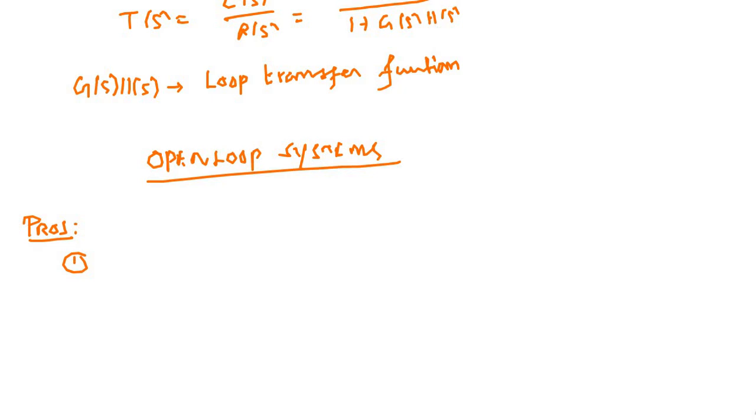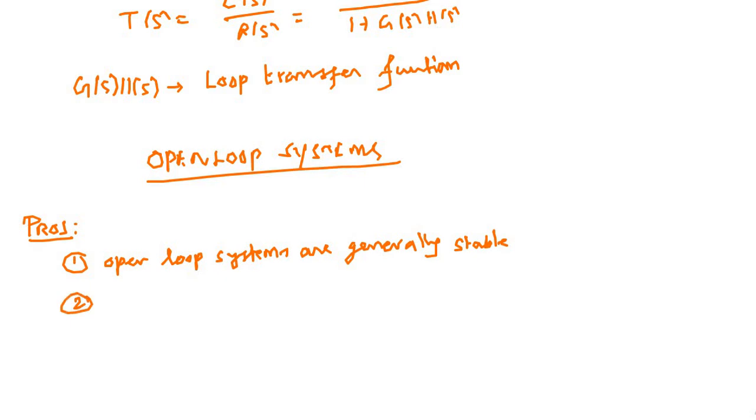First, open loop systems are generally stable. Not all open loop systems are stable, but usually they are. That means according to your input, it will give you output. There will not be unnecessary oscillations at the output signal. The output signal will be there according to the input signal. Oscillations will not be there. That means the system will be stable.